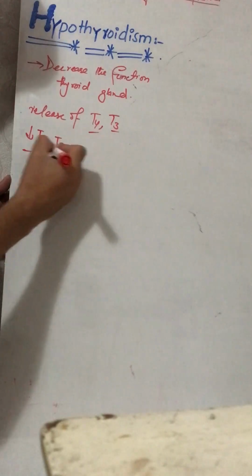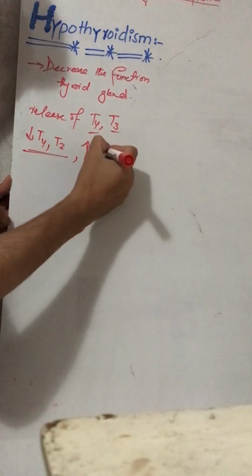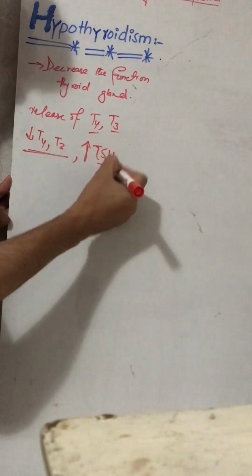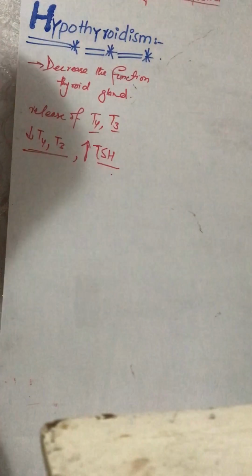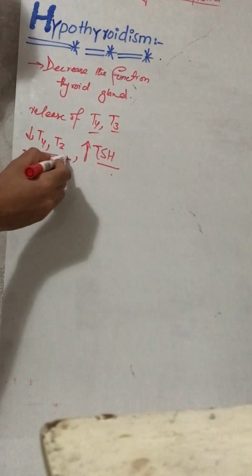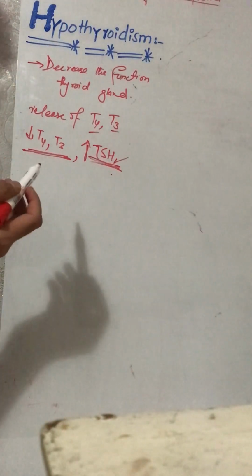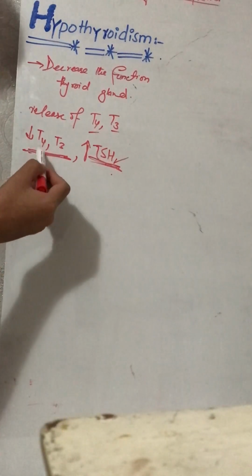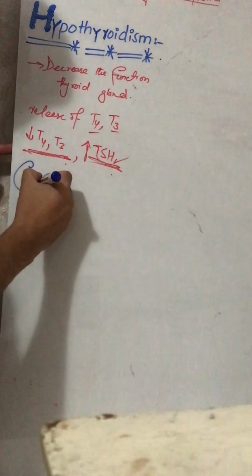And when the T3 and T4 decrease, the feedback will increase the thyroid stimulating hormone. So when we check a patient with hypothyroidism, we will see that T3 and T4 are decreased as well as the TSH is increased, and the TSH will increase in order to increase the T3 and T4. Then there are some causes.